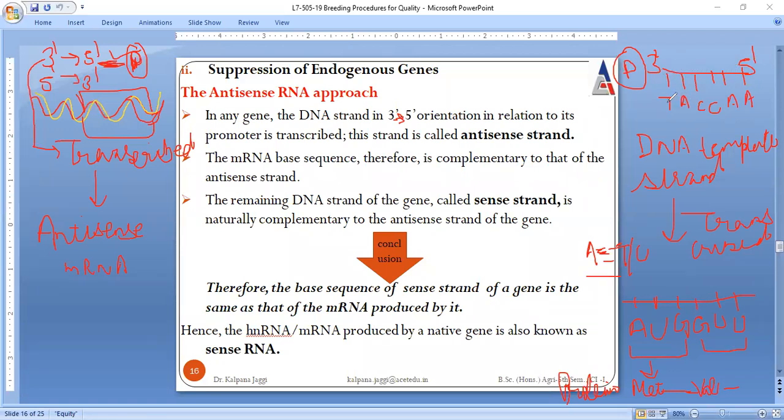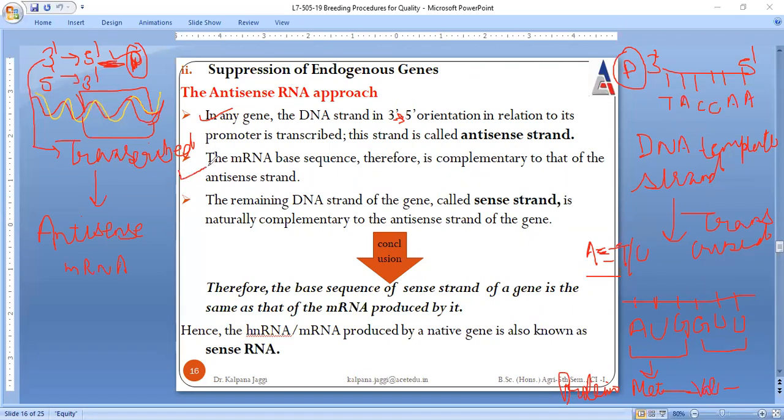Because complementary means if here is T, here is gonna be A. But when A is there, then U, and so on. So this point is clear to all. In any gene, what is the antisense strand? It is the DNA strand in this orientation that, when transcribed, is said to be the antisense strand. And the mRNA that is synthesized as a result of it is complementary to the antisense strand. This is the antisense strand and mRNA is complementary to the antisense strand.